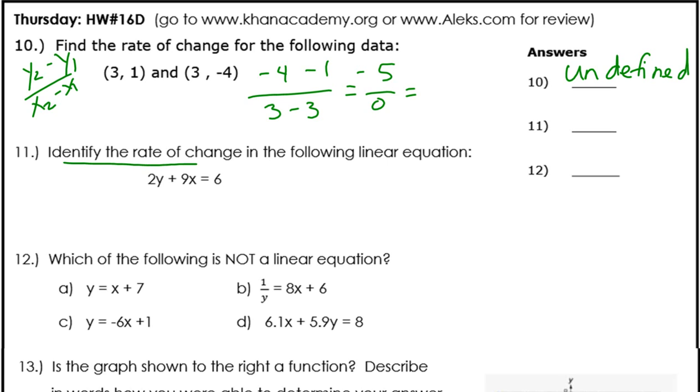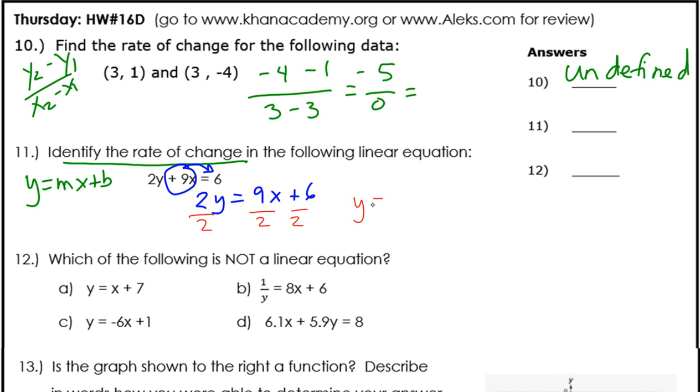Alright, identify the rate of change. Well, you can only do that by inspection, by using your eyeballs, if it's in slope-intercept form. So it looks like I'm going to have to do some rearranging here, or 2y equals 9x plus 6, and then getting my y by itself would give me y equals 9/2 x plus 3. So the rate of change is 9/2.